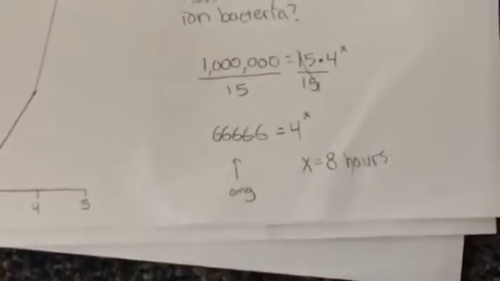1 million divided by 15, which equals 66,666, is equal to 4 to the x. X is equal to 8 hours. OMG.